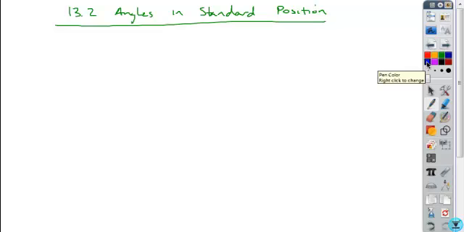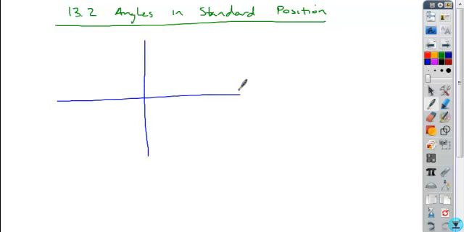All right, the first thing in 13.2, they're going to start talking about angles. And there's a couple things that you need to know about angles in what's called standard position. When an angle is written in standard position, what that means is it's going to have an initial side. The initial side of an angle in standard position is always going to be the positive x-axis. So this is the initial side of an angle, and it's always the positive x-axis in a coordinate plane.